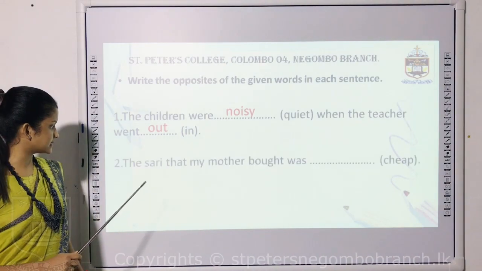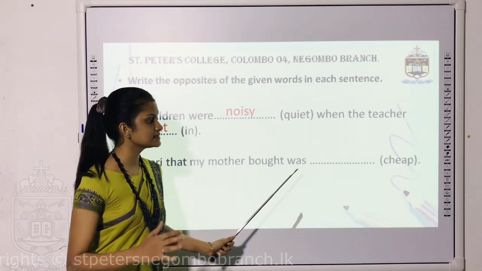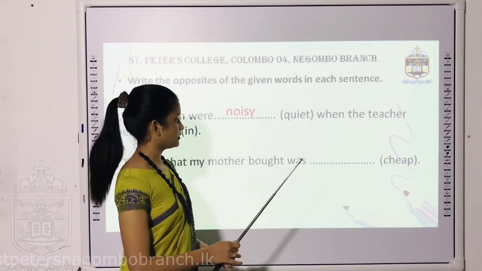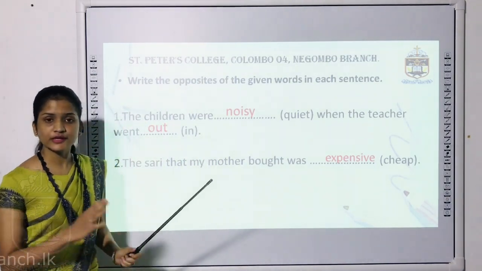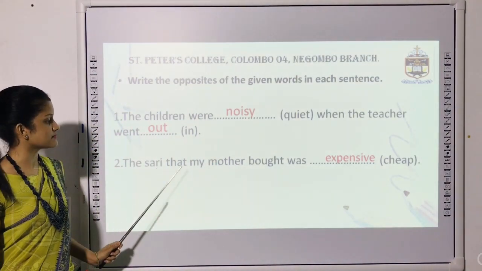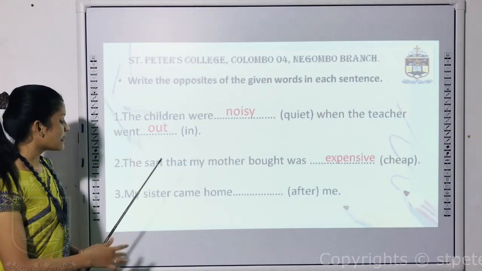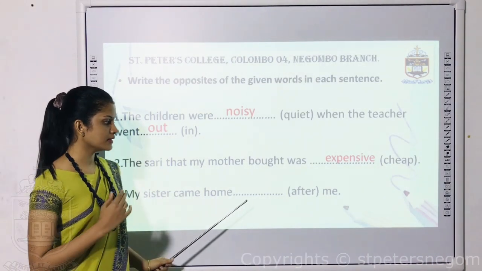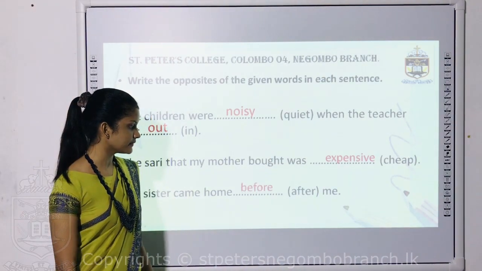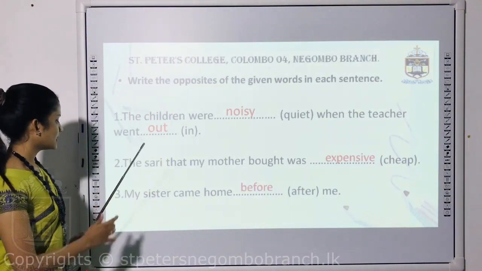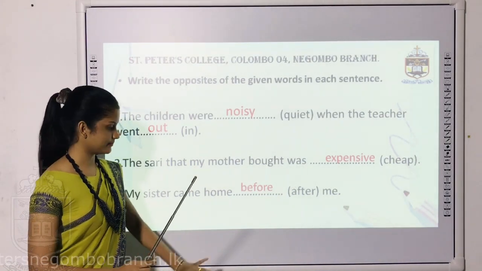Understood? Second sentence is, the sari that my mother bought was blank. What is the opposite word? The answer is expensive. We'll read the sentence. The sari that my mother bought was expensive. Third sentence. My sister came home blank me. Opposite word for after is before. Read the sentence. My sister came home before me.